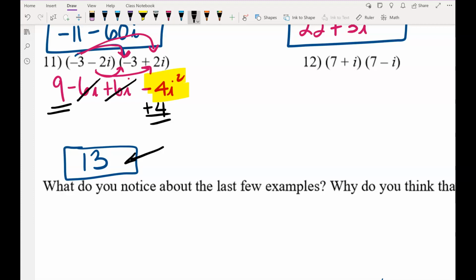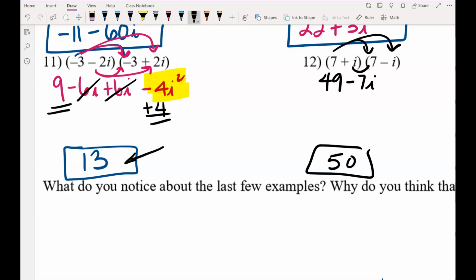12. Raise your hand if you have an answer for 12. Sarah? 50. Okay, let's see. 7 times 7 is 49. 7 times negative i is negative 7i. i times 7 is positive 7i.